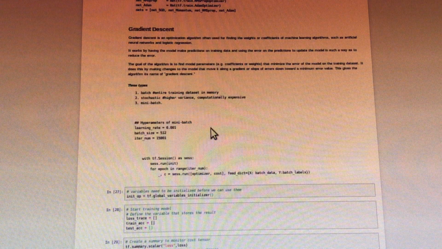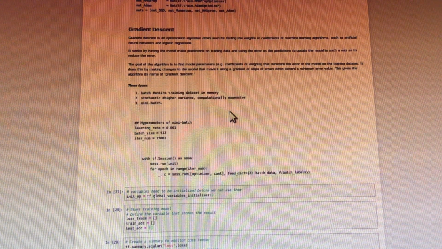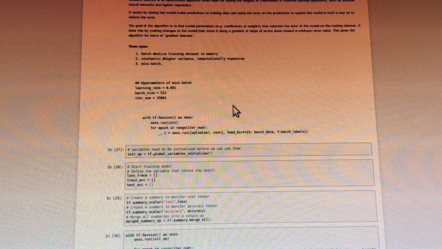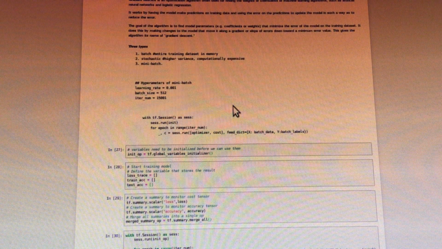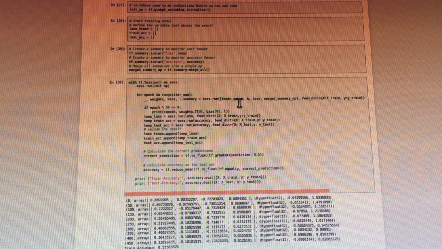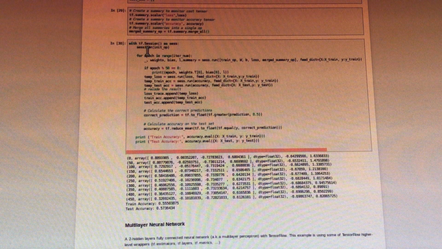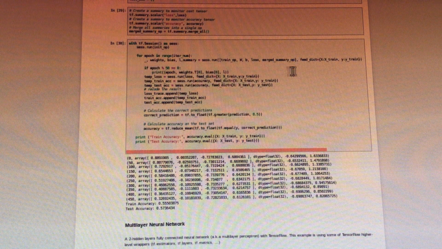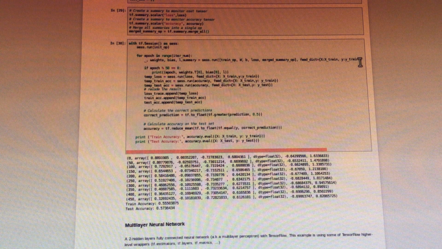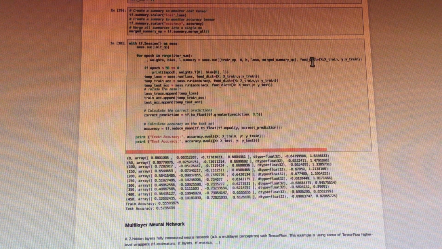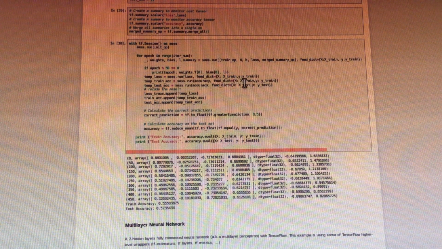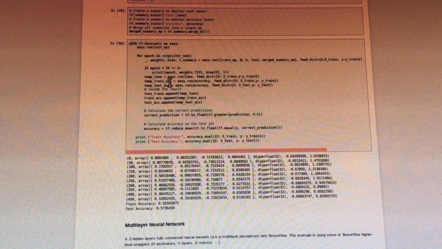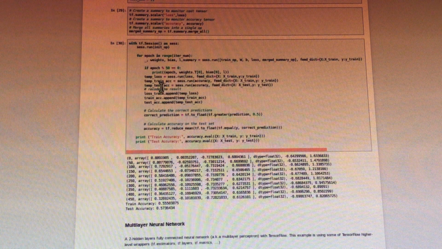Now from the optimization of the loss, the cost function, we are going into the training part. Here we are using tf.Session. We are running the session and giving the input of x train and y train. We are feeding it and building the model. We get the accuracy of the model for the training set, and we compare it with the test set.